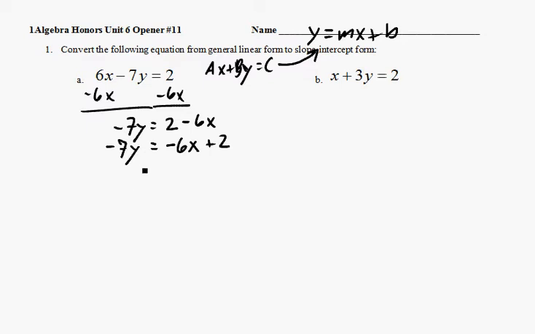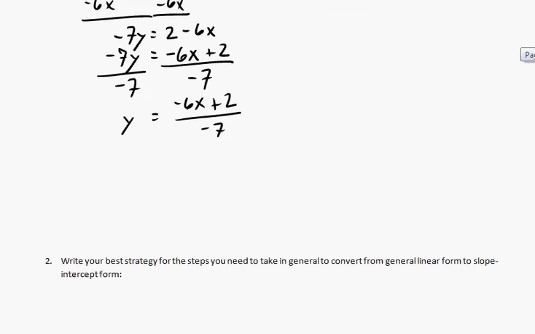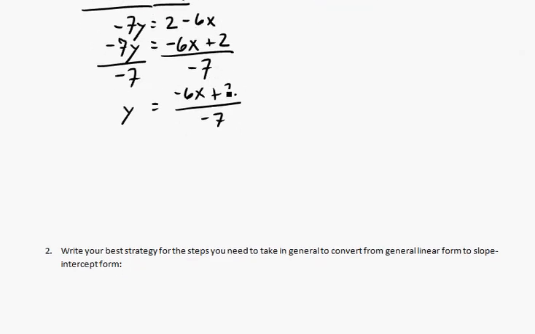Now, to finish putting this equation in slope-intercept form, we still need to get rid of this negative 7 in order to isolate the y. So I will divide both sides of the equation by negative 7. That will leave us with y on the left side and negative 6x plus 2 all divided by negative 7 on the right. Now, this doesn't quite look like slope-intercept form.